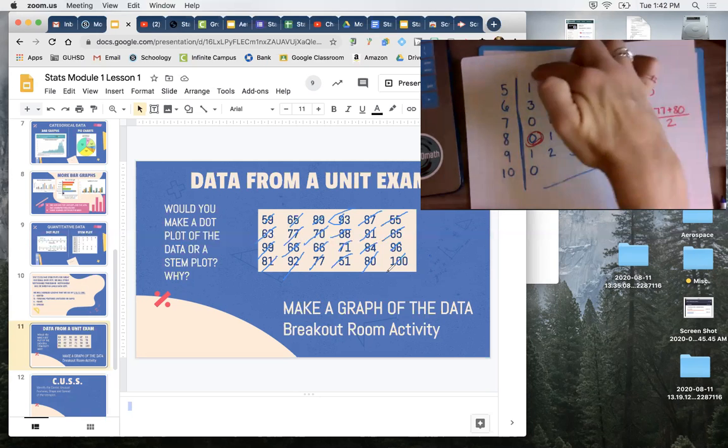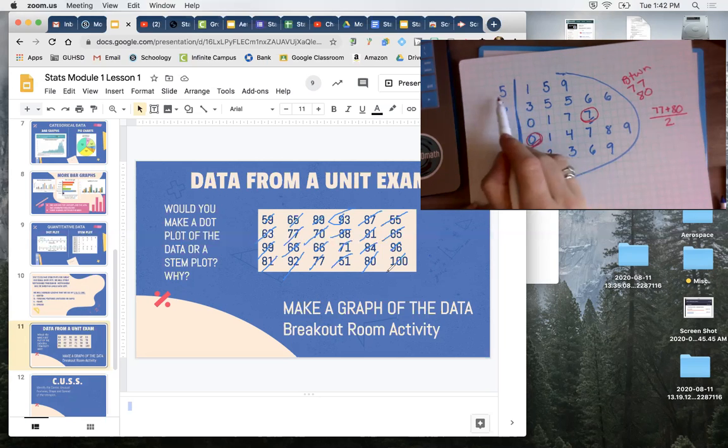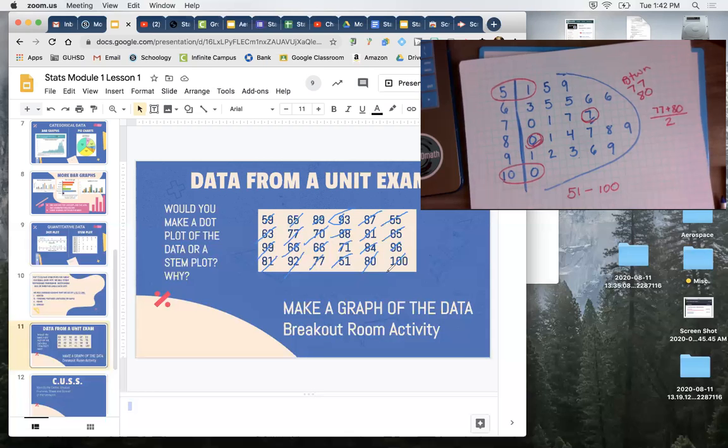My shape is going to be roughly symmetric. We're going to call this symmetric, and I'll talk about the other couple of distributions that we're going to see tomorrow. And then our spread, we always say from our lowest value, which happens to be 51 here, all the way to 100. That's our spread. We have a spread of 51 to 100. So that's how we would talk about that. And that's how we would go about doing that problem.